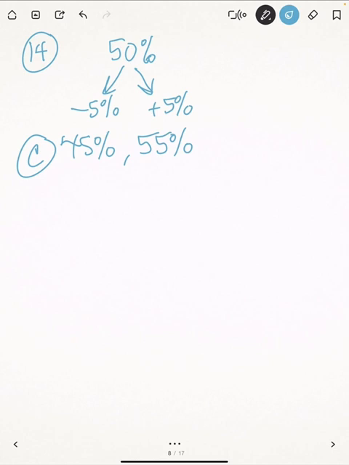So remember, don't worry about the 95%. That's just saying how confident or how strong the evidence is. We're not worried about the actual numbers. We're not worried about the 95%.